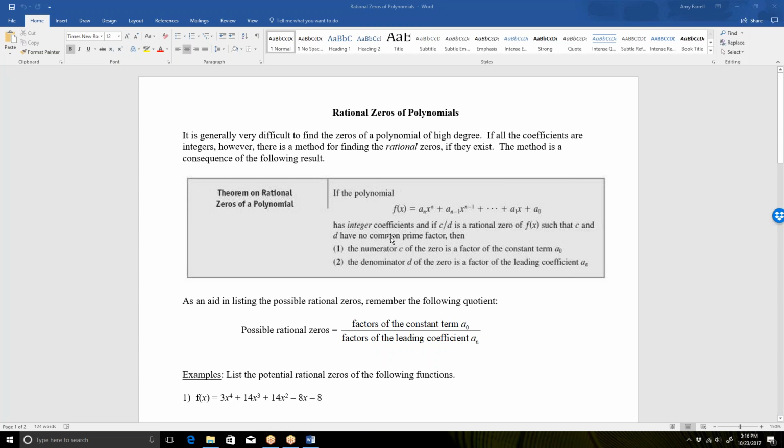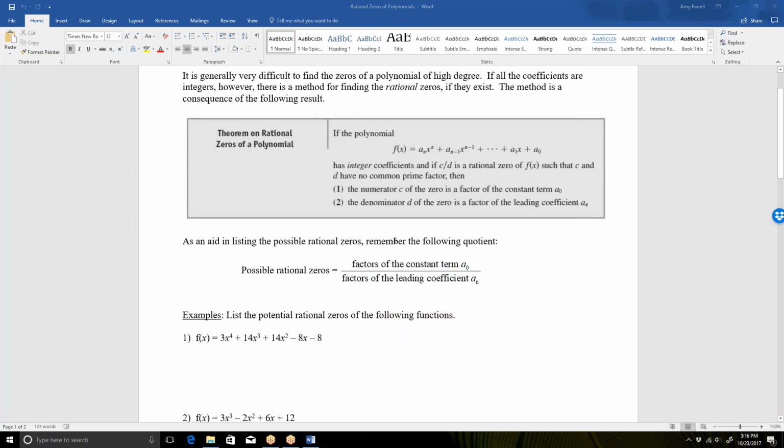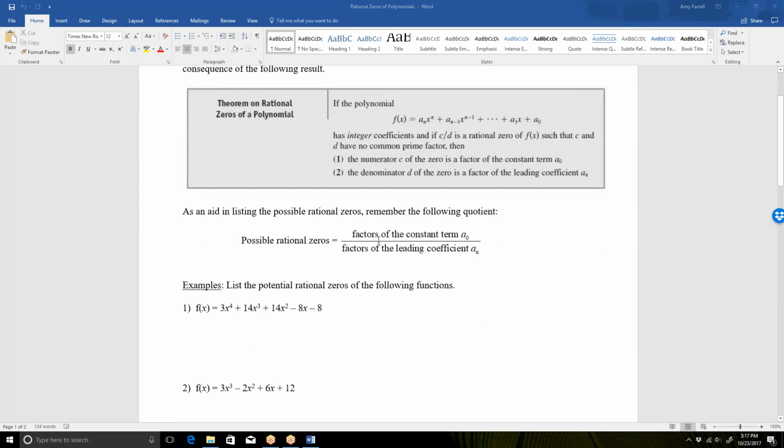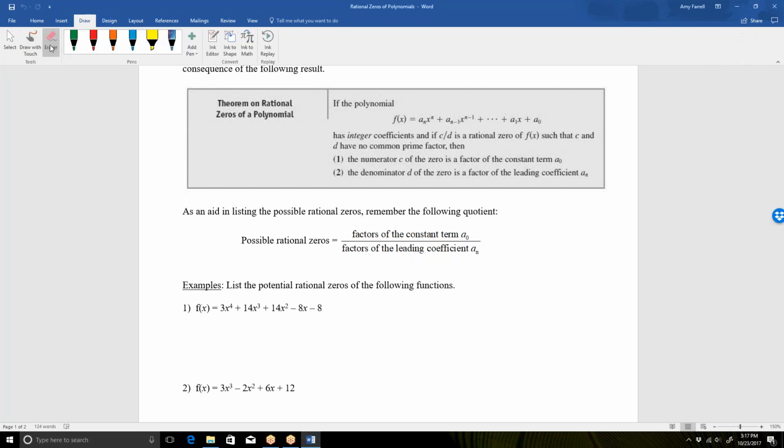of a polynomial. It might be easier just to look at this fraction. Our possible rational zeros, we're going to look at the factors of the constant term a sub 0, and we're going to put that over the factors of the leading coefficient a sub n. Okay, kind of confusing. Let's just jump in here and take a look.